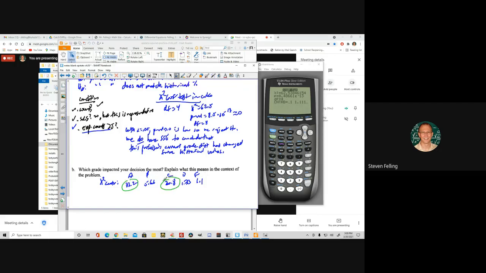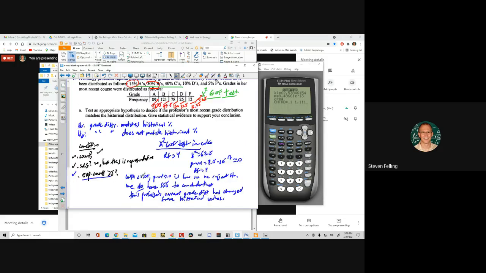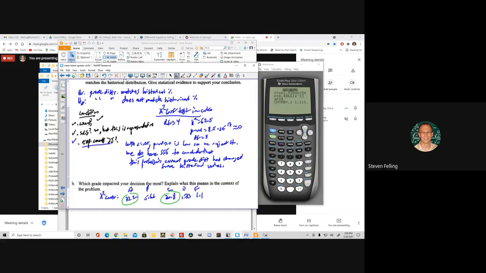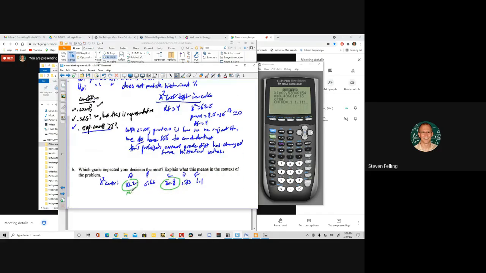They had the biggest chi-squared contribution, so they were the furthest away from what we were expecting. And if we look, we were expecting to give 48 A's, but we gave 89 A's. So it looks like this professor is giving more A's and fewer C's. So there's more A's and there's fewer C's.